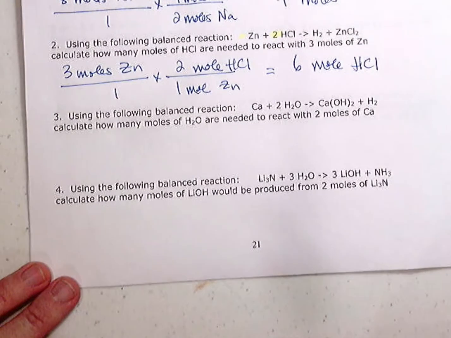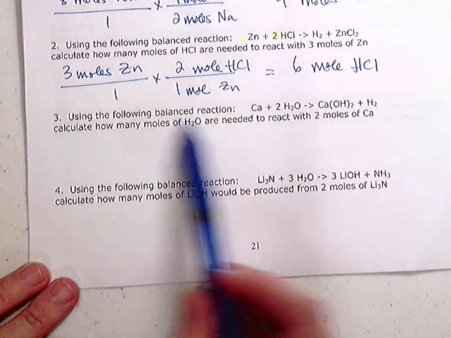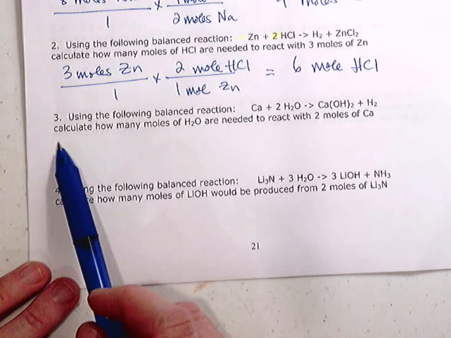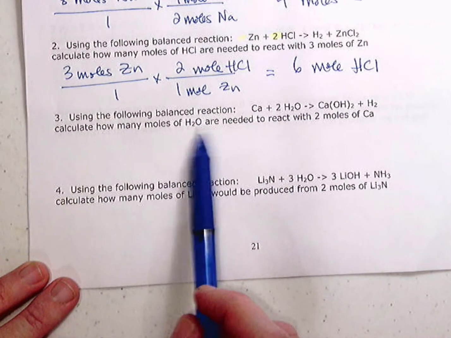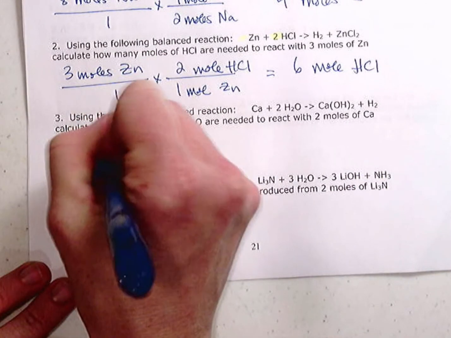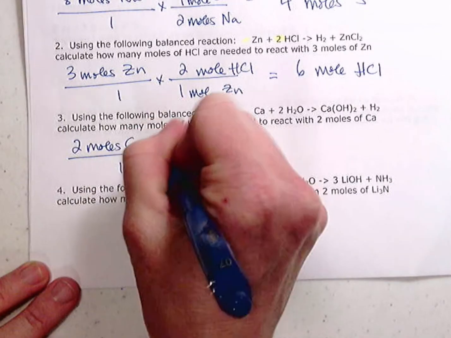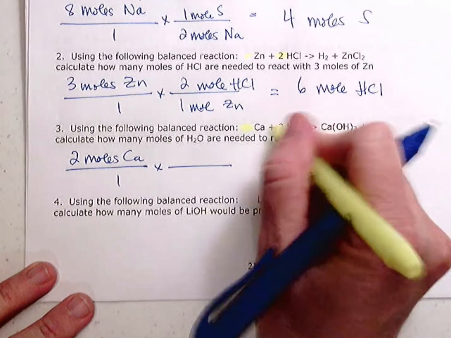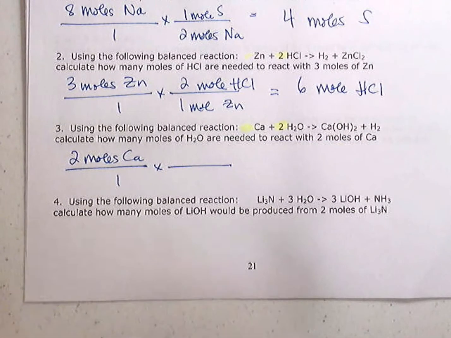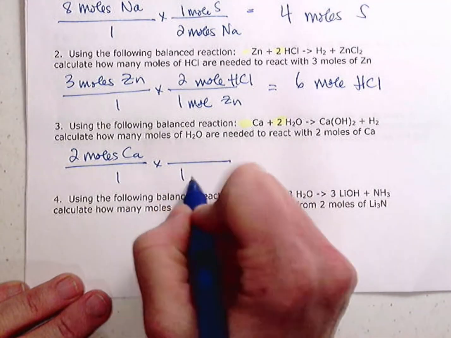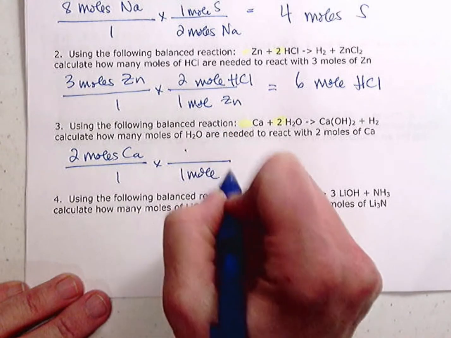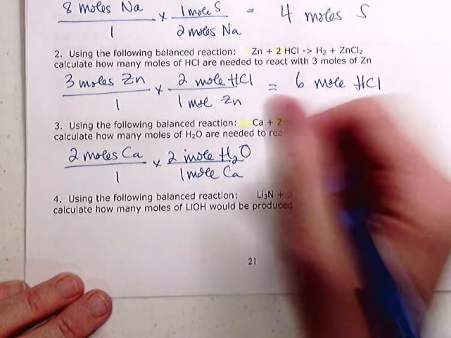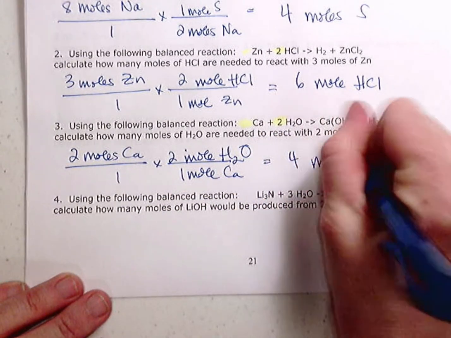You go on to number 3, using the following balanced reaction. It's nice that these reactions are balanced, so it takes the guesswork out of it. Calculate how many moles of water are needed to react with 2 moles of calcium. So 2 moles of calcium over 1. Okay, so you're looking at these coefficients. It's hard to see that highlighting, huh? Okay, so 1 mole of calcium, 2 moles of water. So you end up with 4 moles of water.